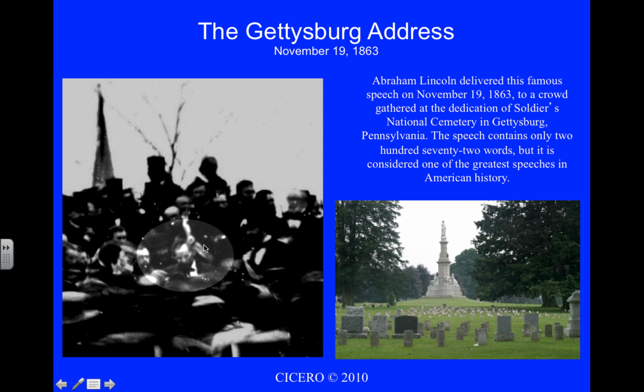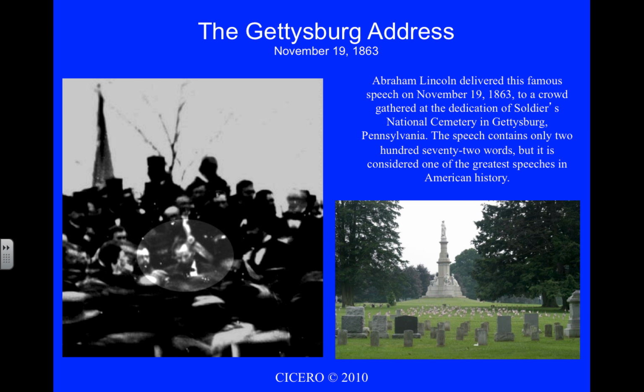This famous picture right here shows Lincoln delivering the Gettysburg Address. If you've never heard the Gettysburg Address, you can please listen to it. I think what we'll do is listen to the Gettysburg Address on Monday when I come back, because it is such a famous document, most famous document in American history, quite possibly.